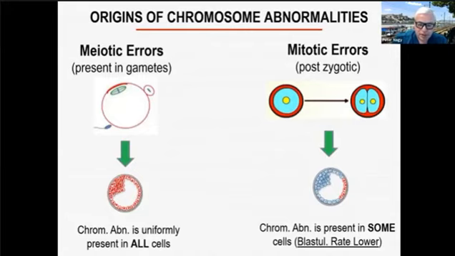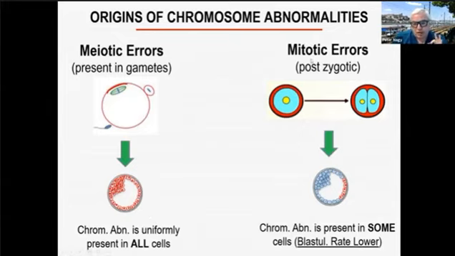I just wanted to refer here a little bit to remind us what are the origins of chromosome abnormalities in the embryo. And there are two origins. One is what we call meiotic errors, which means that there is a chromosome abnormality either in the sperm or in the oocyte or in both. And when that happens, then the resulting embryo, in every cell of that embryo, you will find the exact same chromosome abnormality. So that's a uniform abnormality.